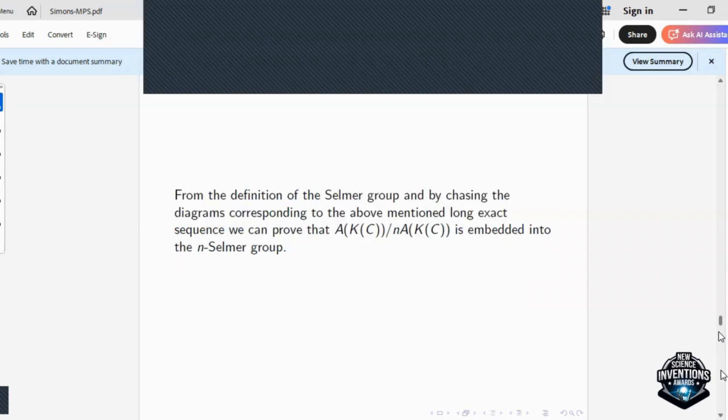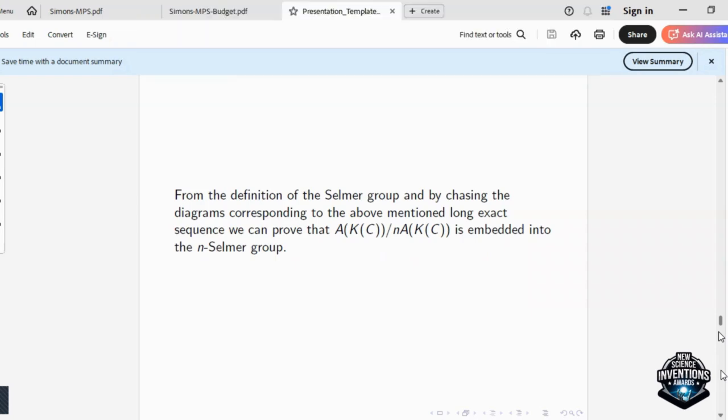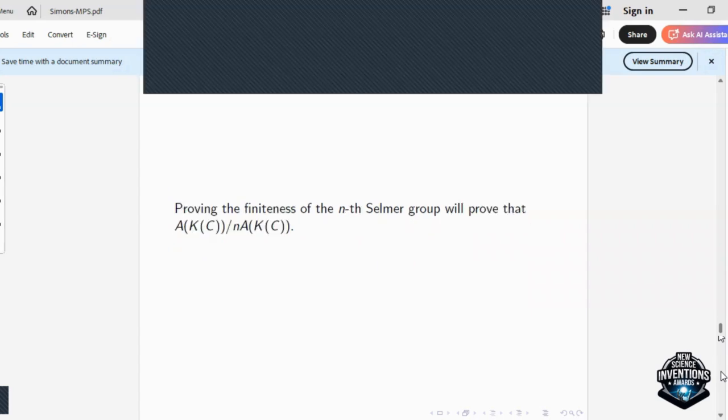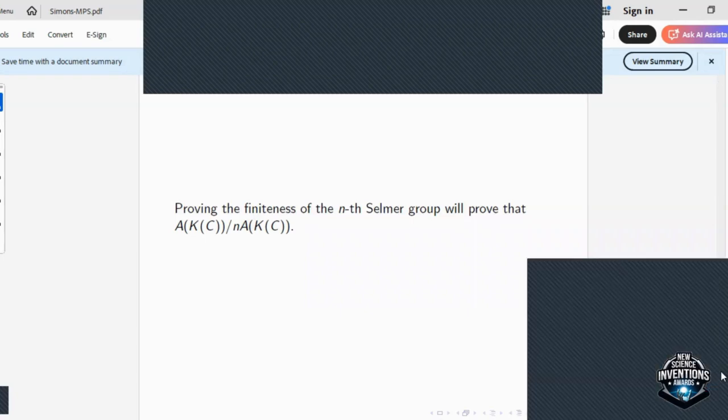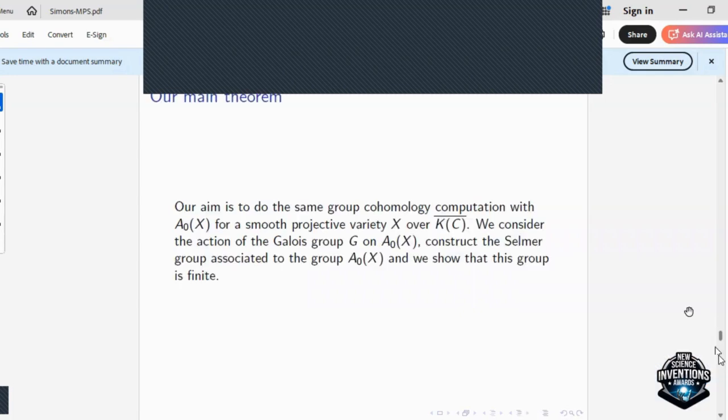From the definition of Selmer groups and by chasing some corresponding exact sequences, you can prove that the Kc points of A quotiented by n times the Kc points of A is embedded into the n-Selmer group of A. Proving the finiteness of the n-Selmer group will prove the finiteness of this Mordell-Weil group, which is the Kc points of A modulo n times the Kc points of A.